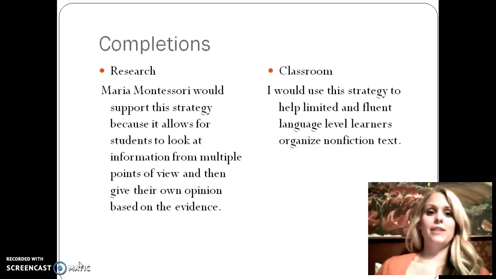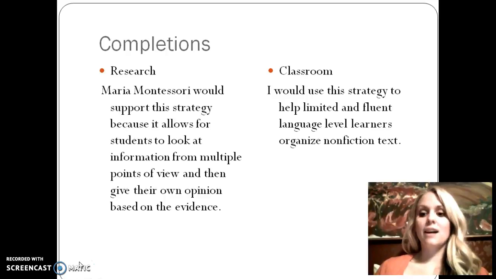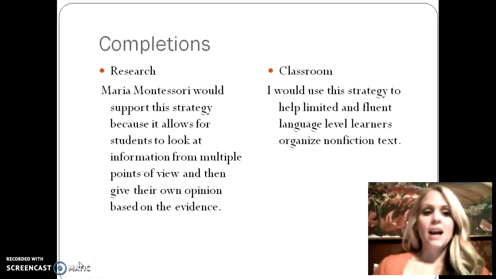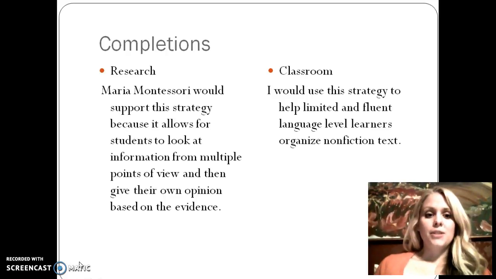Completions is the third strategy that I chose, and I would use this strategy to help limited and fluent language level learners organize nonfiction text. This would be supported by Maria Montessori, because it allows students to look at information from multiple points of view and then give their own opinion based on the evidence.